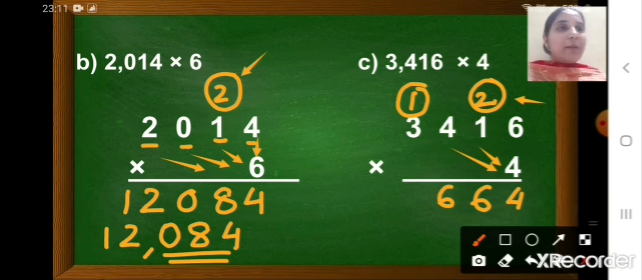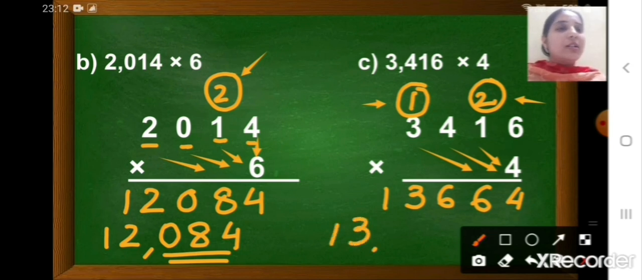Now we will multiply the digit at the thousands place by 4. So 3 4s or 4 3s are 12, plus this carried over digit. So 12 plus 1, we will get 13 here. So what is the product obtained here, children? It's 13,664.